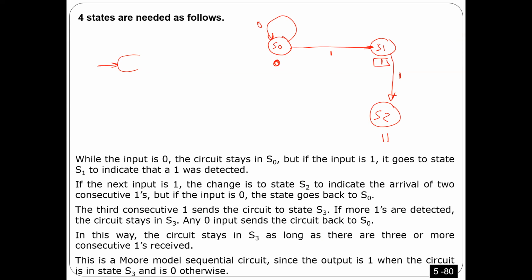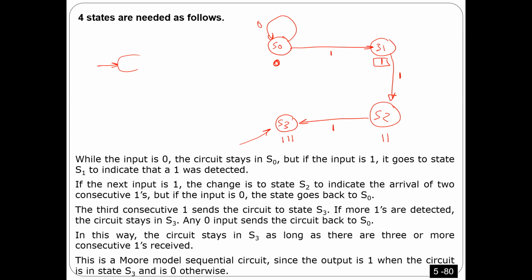Okay. Now, what if the next one is also 1? So that I'm going to go to state 3. And state 3 means I received 1, 1, 1. Is that okay? So state 3 here means I received at least 3 ones. I didn't finish, but let's think this way.